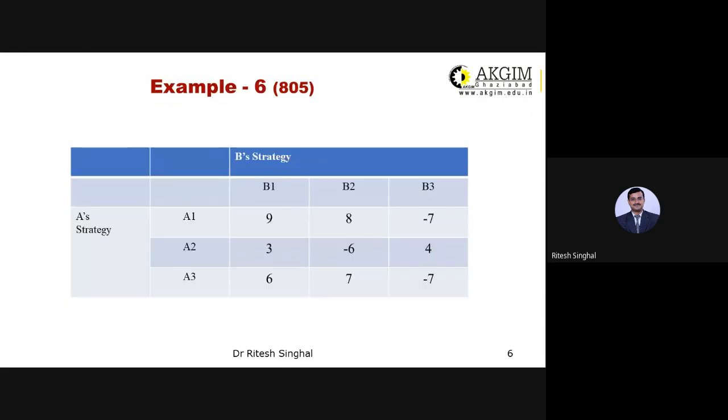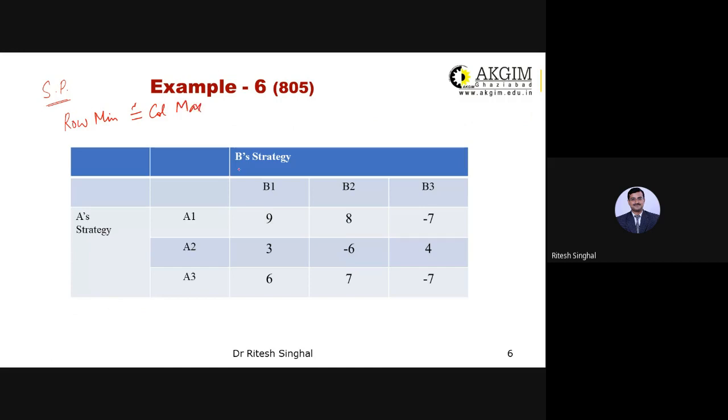So let us discuss this game. It is advised to the students that they should first use saddle point before solving a game, because if saddle point is there, then there is no use of dominance rule. There is no point to start solving the question using dominance rule. So first it is advised that you should use saddle point, and I think you know what is saddle point. Saddle point is a situation where row minimum coincides with column maximum.